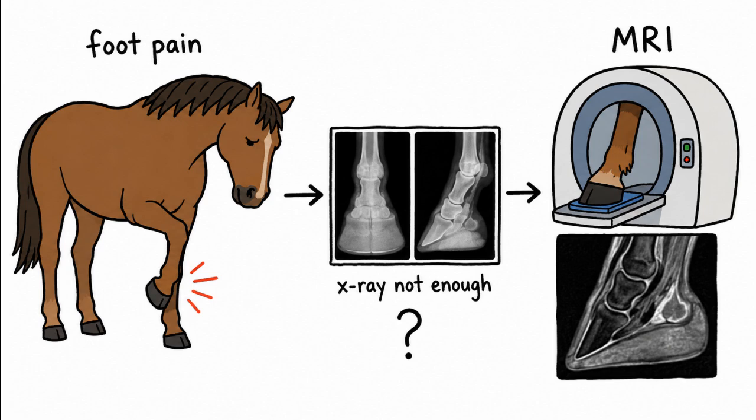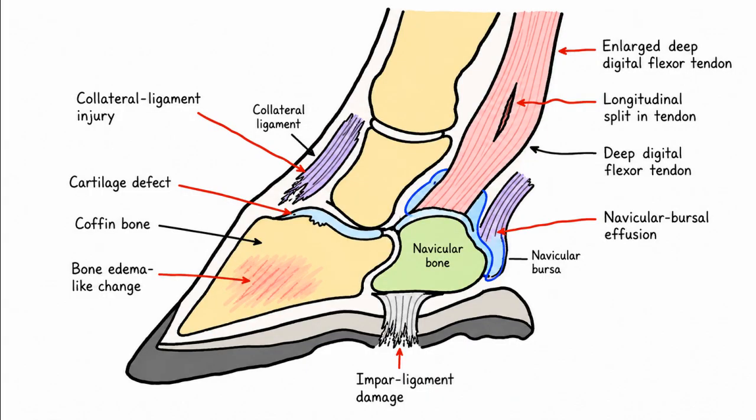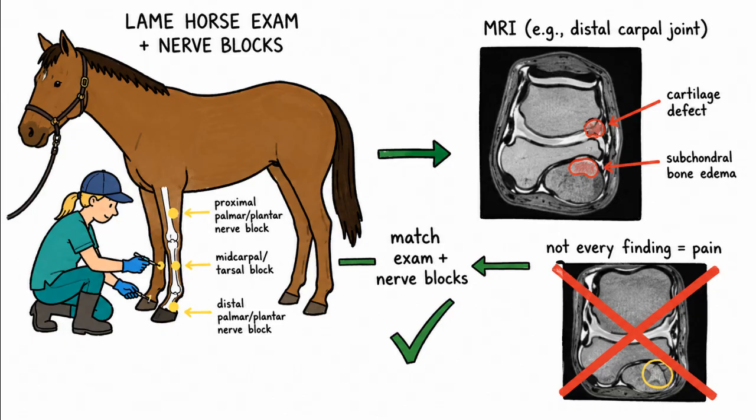MRI is especially useful when foot pain is localized but radiographs do not explain it. It may reveal deep digital flexor tendon enlargement, longitudinal splits, fiber disruption, navicular bursa effusion, collateral ligament injury, impar ligament damage, cartilage defects, and bone edema-like change. Findings must match the examination and nerve blocks because not every abnormality causes pain.